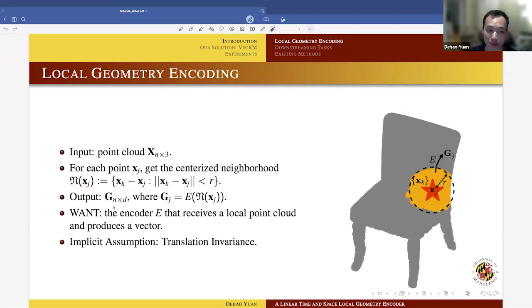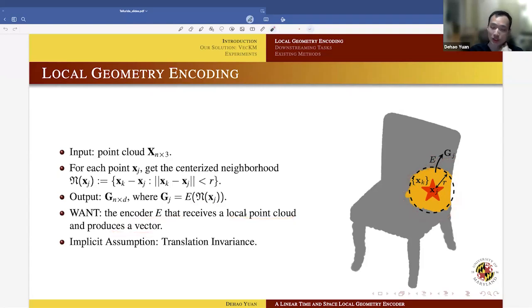This gives you the centerized neighborhood. What we want to output is a geometry encoding with shape n by d, so each point gets a d-dimensional vector, gj, the geometry encoding of point j. You input this centerized collection of points, the whole set of orange points, into an encoder E, and it returns a fixed-length vector that describes the local geometry.